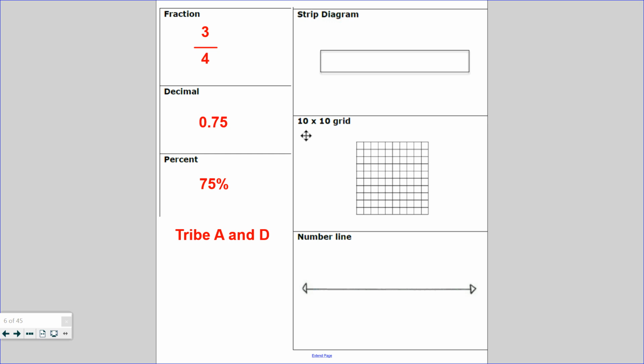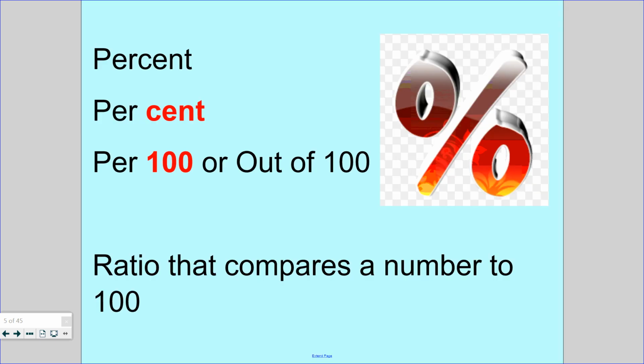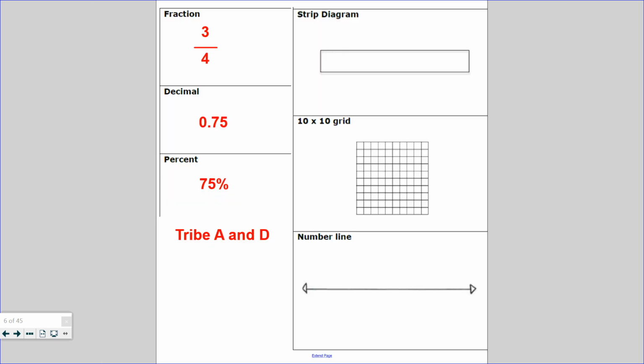For example, one tribe will be assigned 3/4, 75 hundredths, 75%. Another tribe will be assigned 2/5, 40 hundredths, and 40%. Another tribe will be assigned 7/10, 70 hundredths, 70%. Can you represent these numbers, these rational numbers, with a strip diagram, a 10 by 10 grid, and a number line? So let's look at a strip diagram.